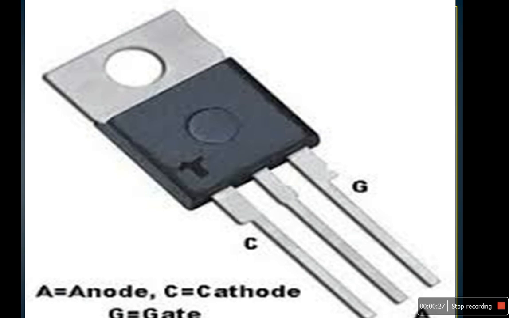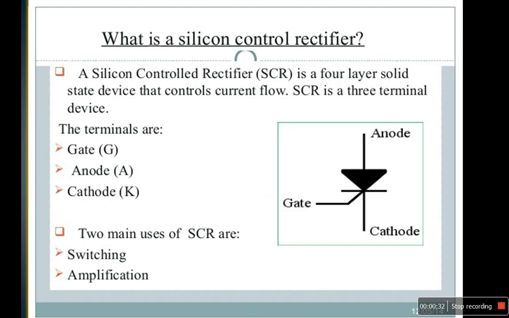The three terminals of the silicon control rectifier are anode, cathode and gate. So what is a silicon control rectifier? The silicon control rectifier is a 4-layer solid state device that controls the current flow. In the name itself it is a controlled rectifier, so it is used for the rectification process and it is used to control the current flow.